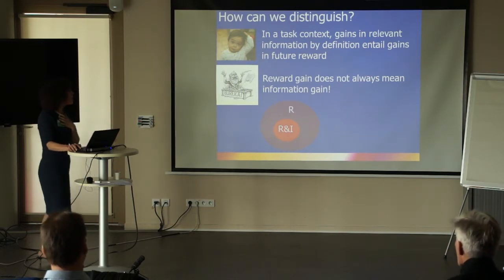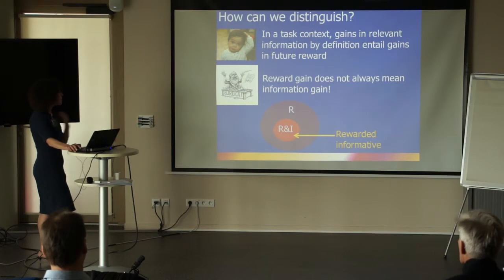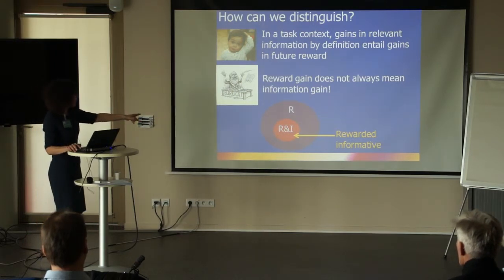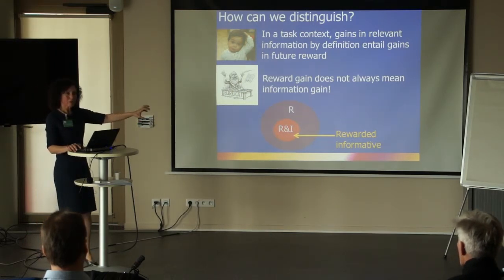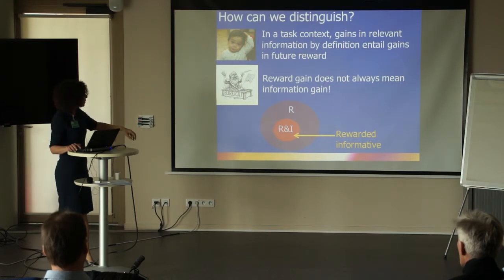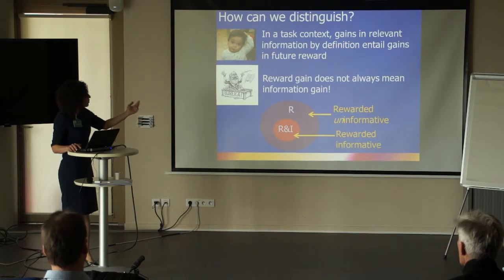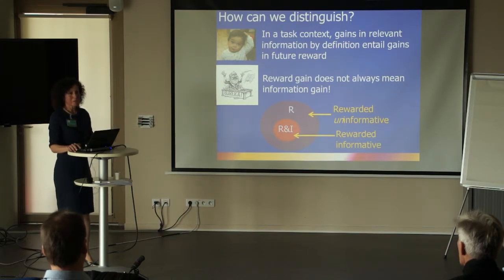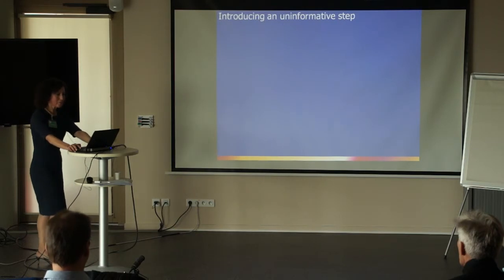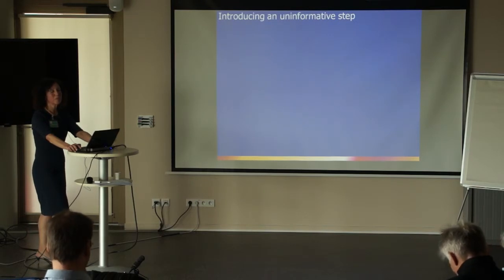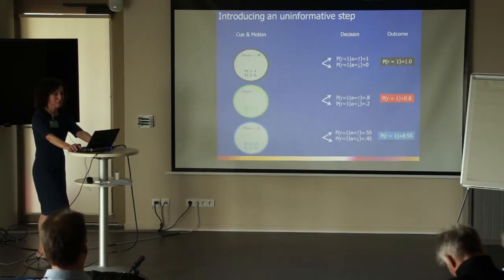So this is our strategy to create this. I've shown you we can look at our informative cues, right? That's a rewarded and informative stimulus. And let's create another condition in which the cues are rewarded but uninformative. Okay, how are we going to do that? So we chose to introduce a second step after delivering the information that the monkeys had to do in order to obtain the reward, but which didn't tell them anything new, right?